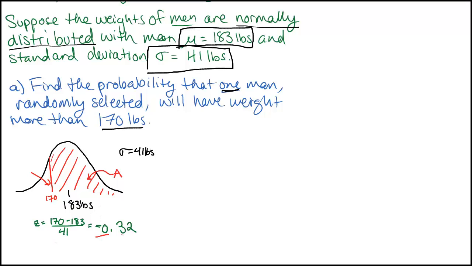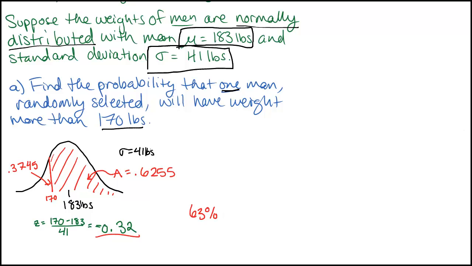So when we look up z equals negative 0.32 in the chart, we're actually going to get this area over on the left here. So the area from the chart was 0.3745. And then to get this other area on the right, which is the one that we actually want, we just have to do 1 minus that. So we get 0.6255, or we could think of this as about 63% chance. So about 63% of men have weights more than 170 pounds.